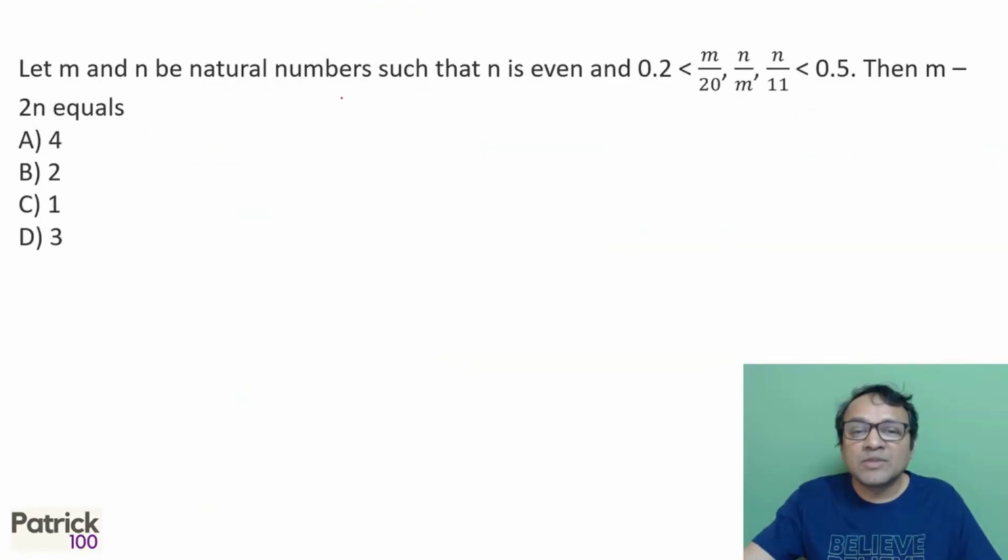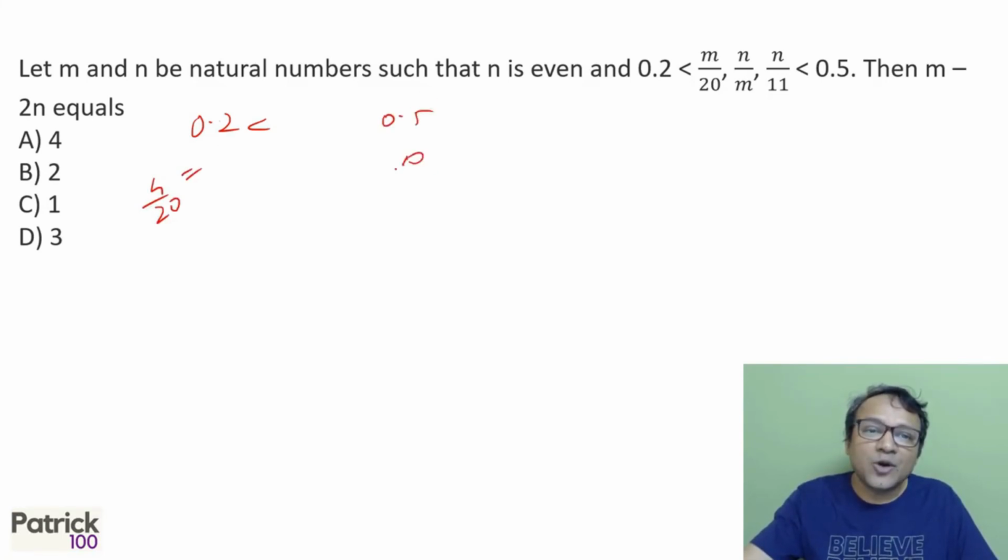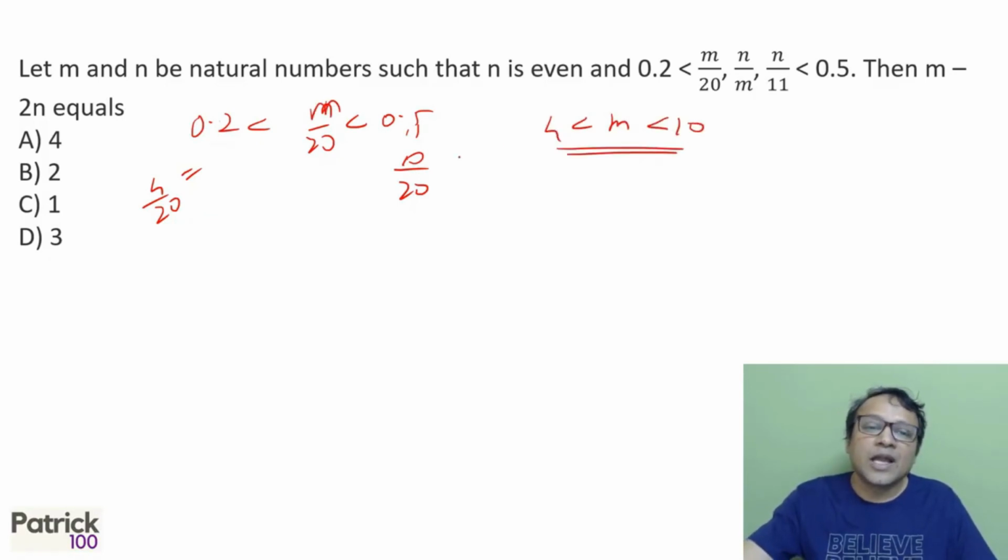M and N are natural numbers, and N is even. Okay, let's take each part. 0.2: 4 upon 20 is 0.2, and 0.5 is 10 upon 20. And M upon 20 is between that. So from that I can make out M has to be more than 4 and less than 10.